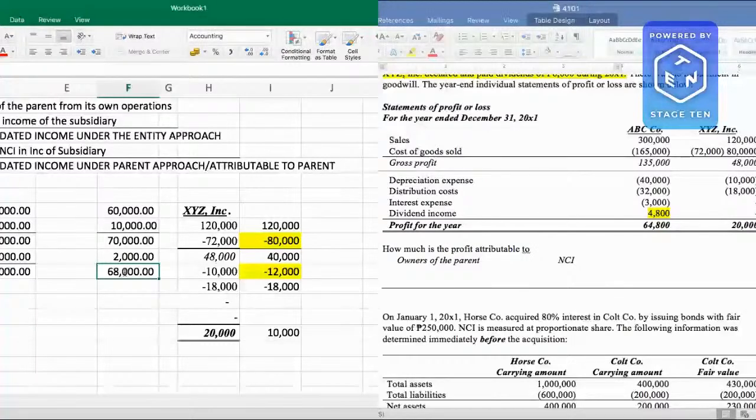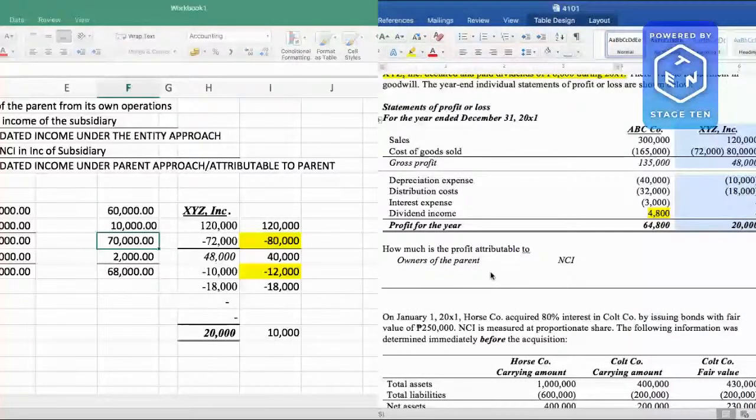Consolidated income, 70,000. Consolidated income using the entity approach, 70,000. Share of the NCI in the income of the subsidiary, 2,000. Okay? So basically, class, the flow of the computation of consolidated income is very simple, class. Okay? You just need the income of the parent from its own operations, the adjusted income of the subsidiary, and deduct the share of the NCI in the adjusted income of the subsidiary. The biggest challenge is on the adjustments of the income of the subsidiary.